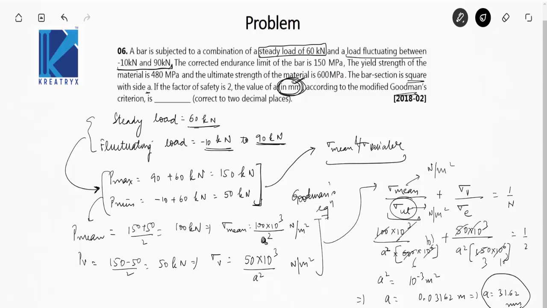So the answer is 31.62 mm. There is a probability of committing some silly mistakes while balancing the units or finding this value of A, so please be careful while solving this question. This was a very nice question. Okay, thank you.